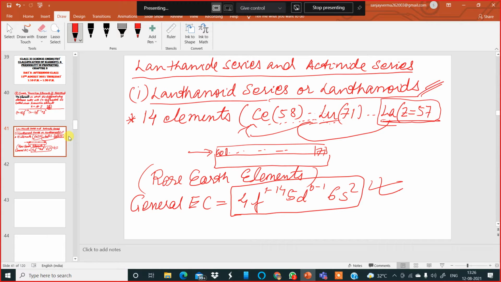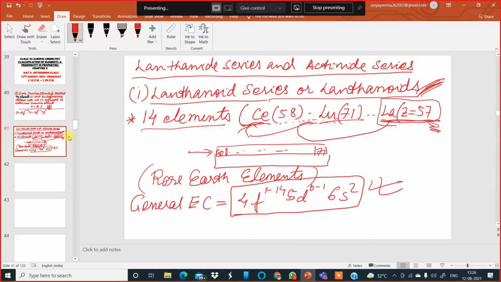Lanthanoid series or lanthanoids are a series of elements out of the modern periodic table. They are just placed below the modern periodic table, in two series like this, containing 14 elements starting from cerium to lutetium. This Ce, that is cerium, starts after lanthanum, whose atomic number is 57.